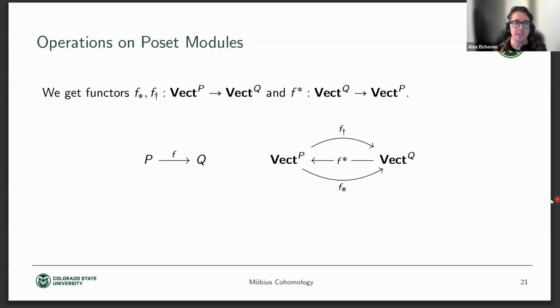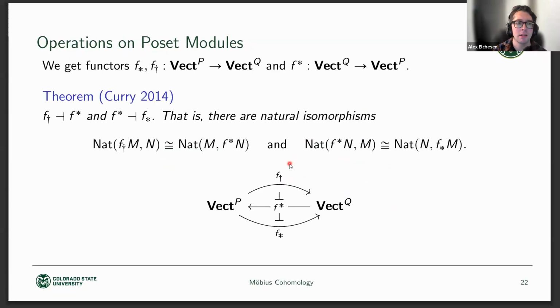Okay, and so these give us functors. If we start with a monotone function F, we get two push forward functors, which take P modules to Q modules. These are F dagger and F lower star. And then you also have a functor going backwards, which is F upper star. It pulls back from Q modules to P modules.